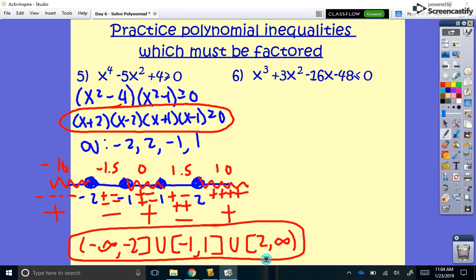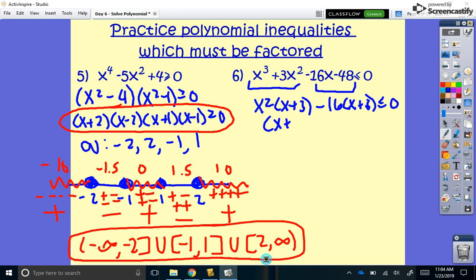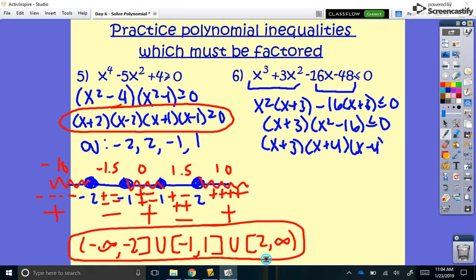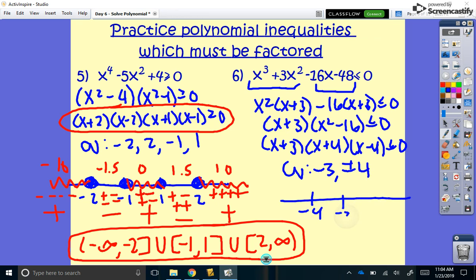For the next one, we're going to factor by grouping. Here I can take out an x squared and I have x plus 3 minus. Here I can take out a 16 and I have x plus 3. So x plus 3, x squared minus 16 is less than or equal to 0. Then that factors further to x plus 4, x minus 4 is less than or equal to 0. So my critical values are negative 3 and then plus or minus 4. These are closed circles.